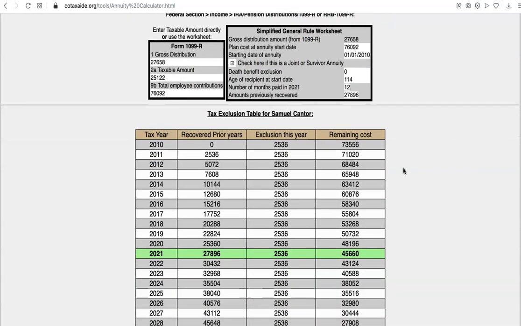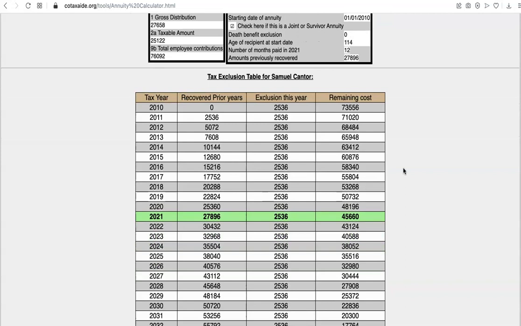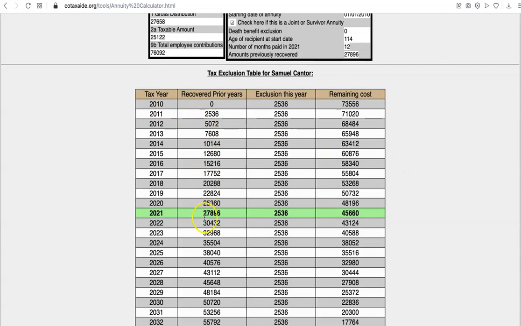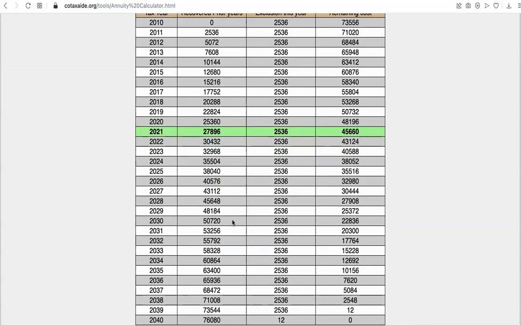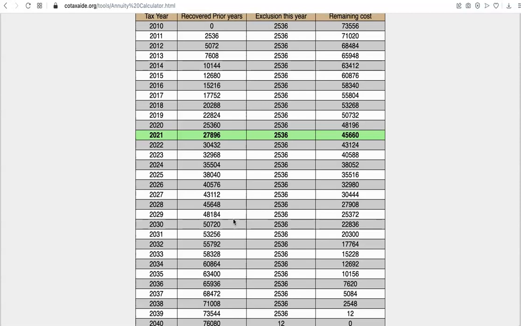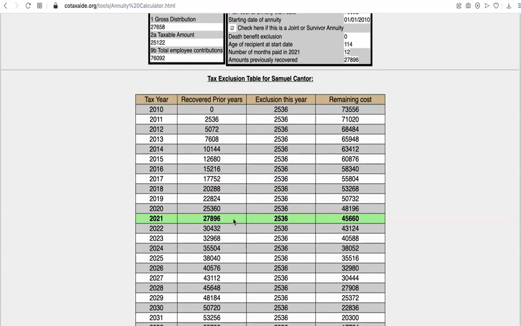And down at the bottom here, finally, we have a tax exclusion table which shows the amount excluded from taxation each year, starting with 2010 and going through 2021, and listing what will happen in future years, which is very useful if the exclusion is about to run out and you want to inform the taxpayer that they're going to be looking at a higher taxable income very shortly, a year or two, and therefore more taxes.